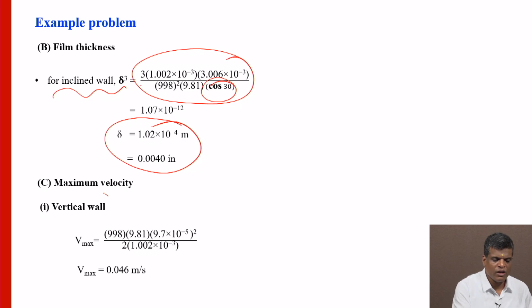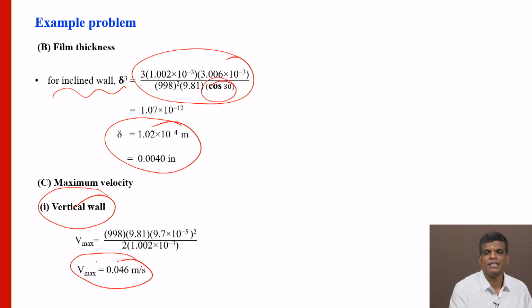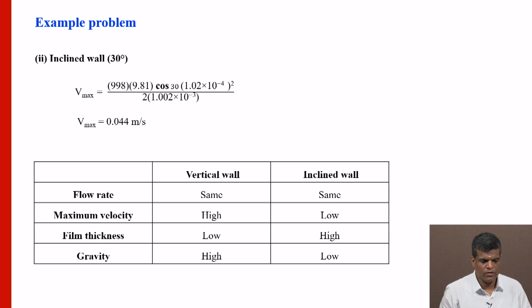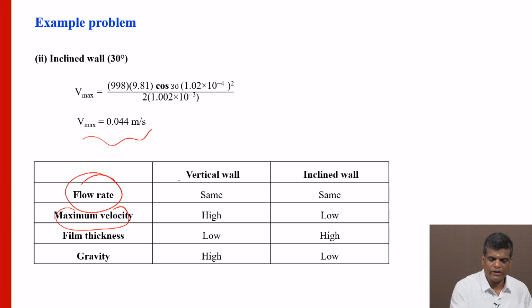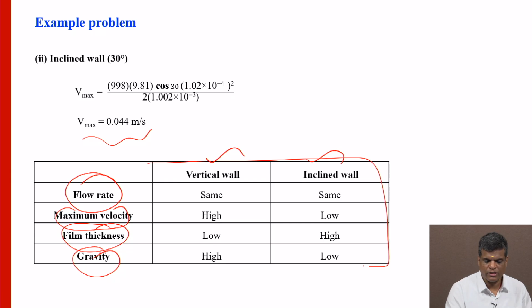Similarly for the maximum velocity, we know the formula already, just substitute, then we get V max here as 0.046 meter per second. Then the inclined wall, what is this one? So finally, the overall picture: what is the flow rate, what is the velocity for the vertical wall and the inclined wall, then the thickness, then gravity, we gave in table form so it is easy to understand.